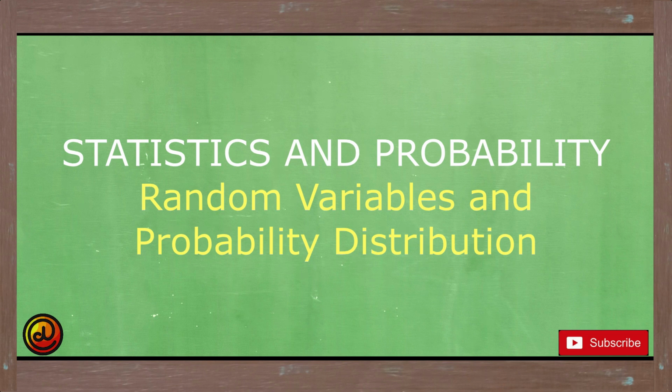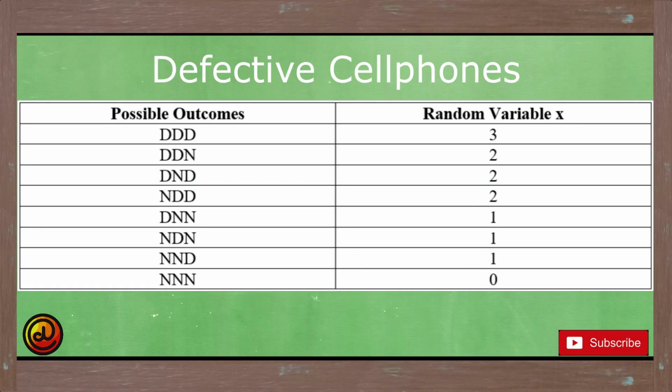Hello learners, this is Sir Knight, and for this week, I'm going to teach you about statistics and probability, random variables, and probability distribution. To start, let's have this first table, defective cell phones.